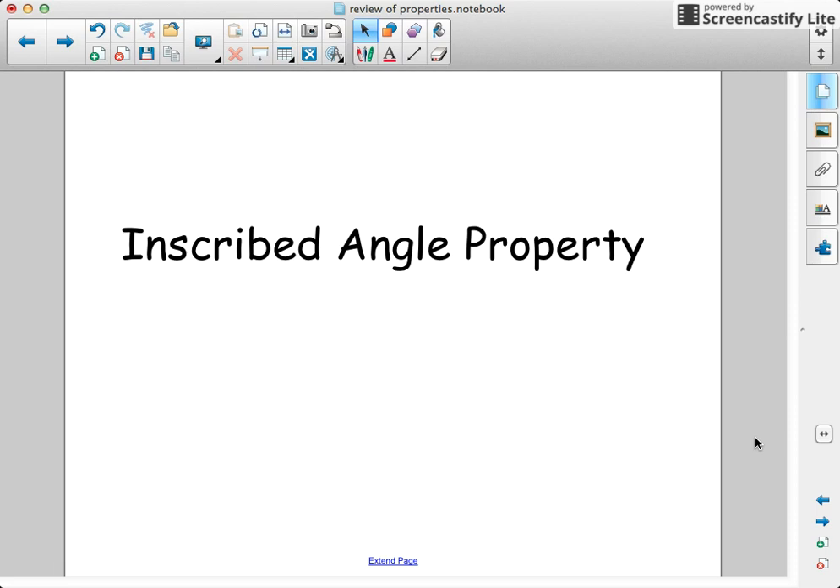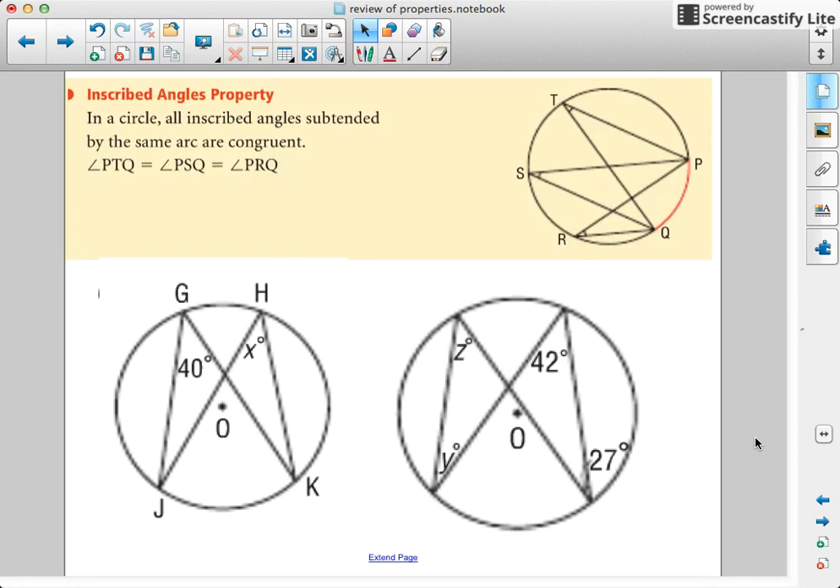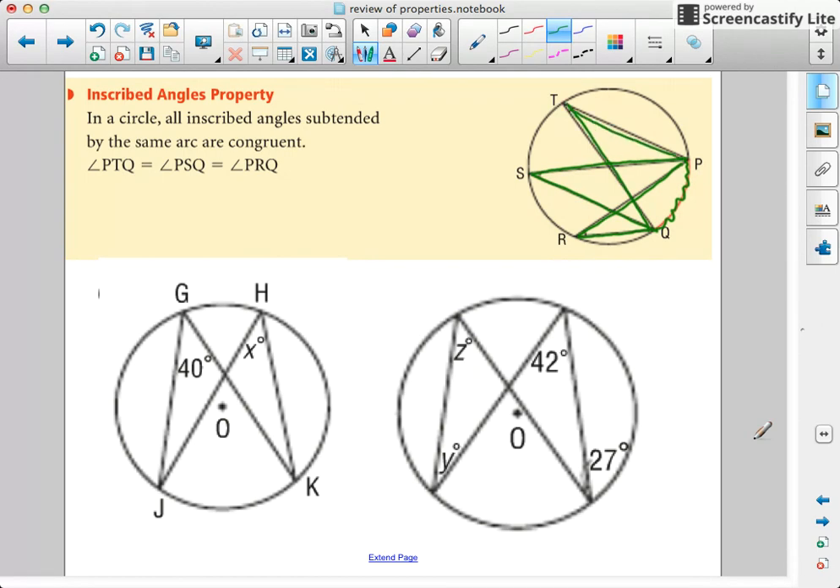We're going to learn about the inscribed angle property in this video. The inscribed angle property states that in a circle, all inscribed angles subtended by the same arc are congruent, or exactly the same. So if they're inscribed angles, which means that they touch all 3 points on the sides of the circle, and they all subtend the same arc, like in this case, these angles all go to that arc, then they are congruent, or exactly the same measure.